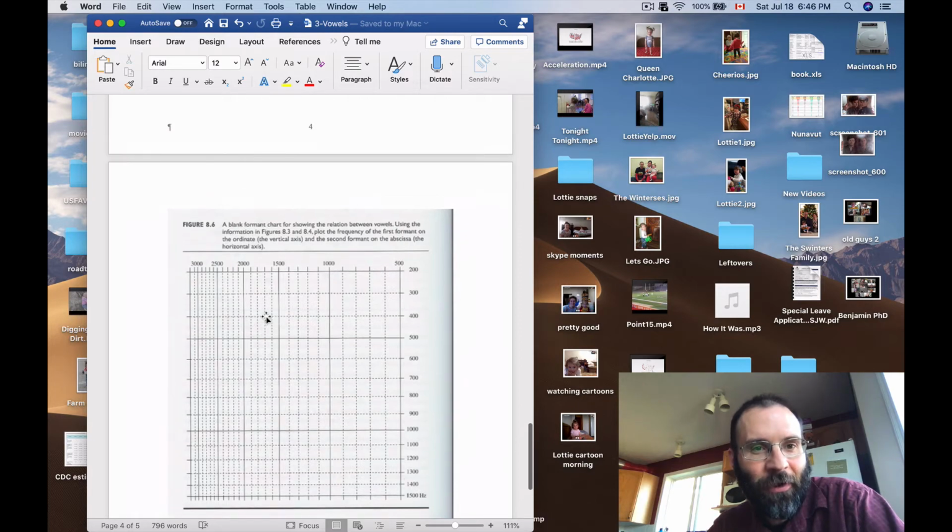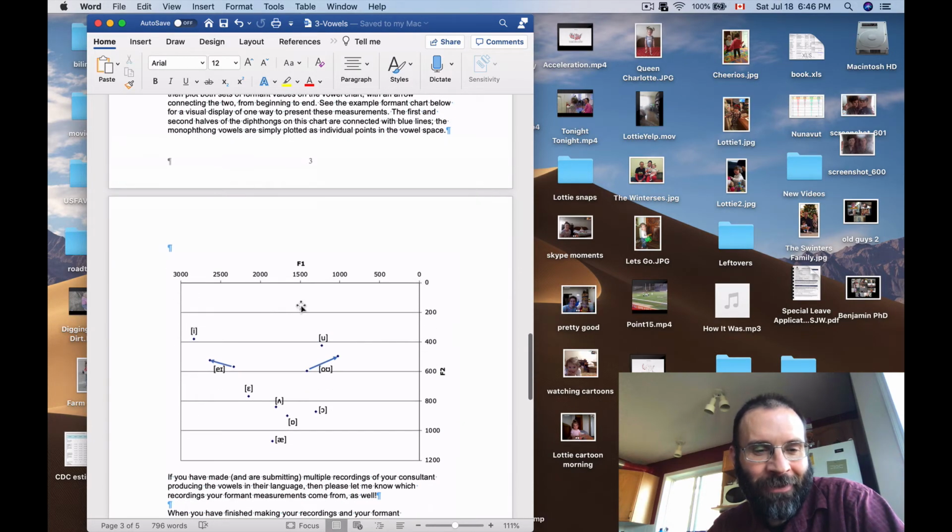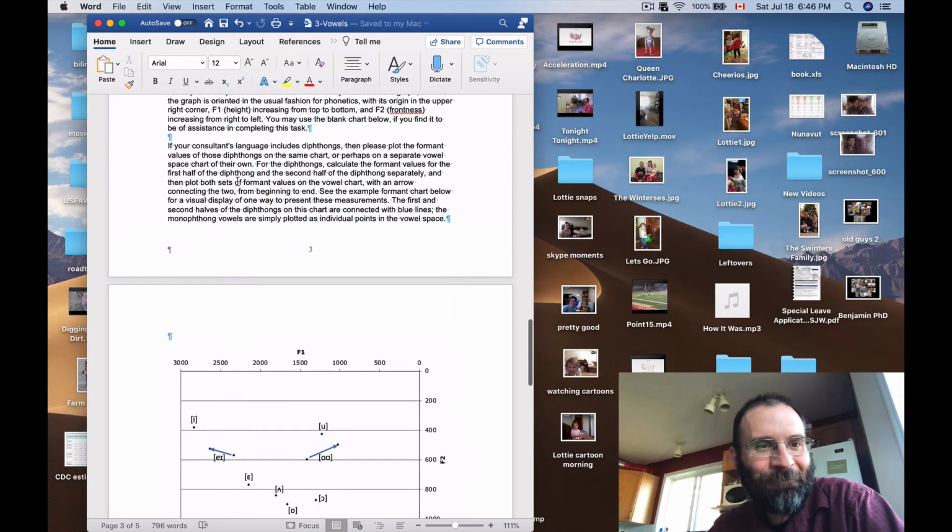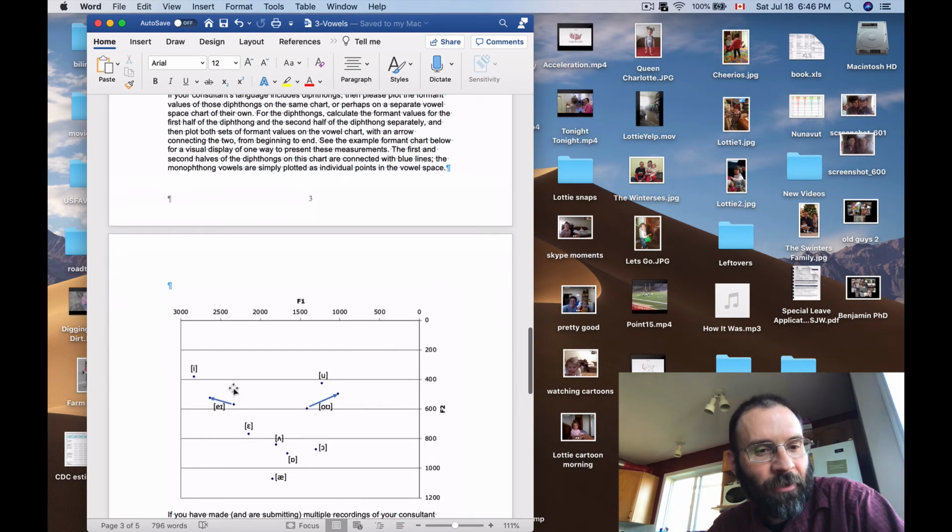You can do it in the regular way though, in a graph like this. Just make sure you get these dimensions right. And just to cover up my trail, I'm going to reiterate, this is F1, this is F2. Okay, I've also got diphthongs on this chart.